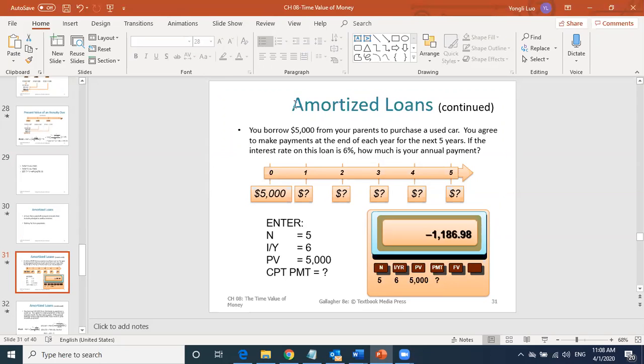So for the amortized loan, I will skip this part and I will post a YouTube video, so you will see how to calculate an amortized loan.